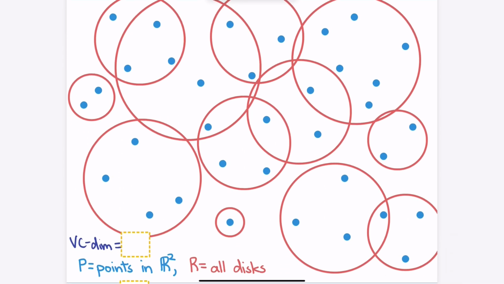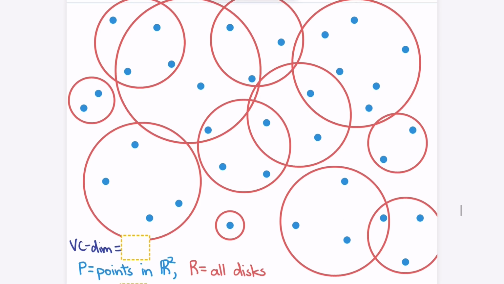What about disks in the plane? Three or four? Three? Okay. It's two. So I think the points need to be in general position.